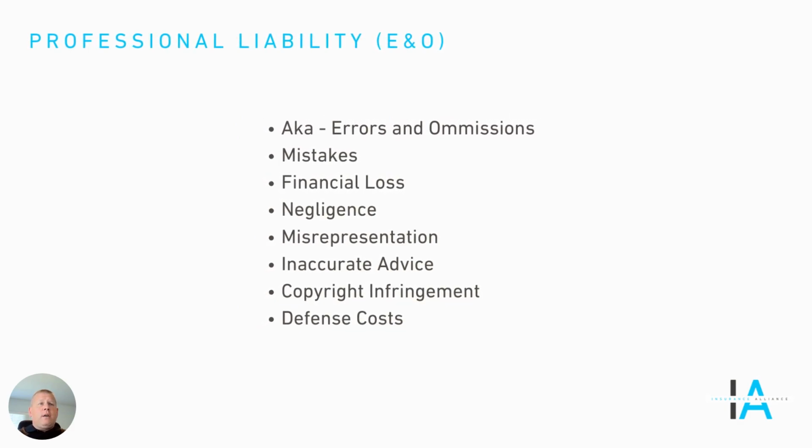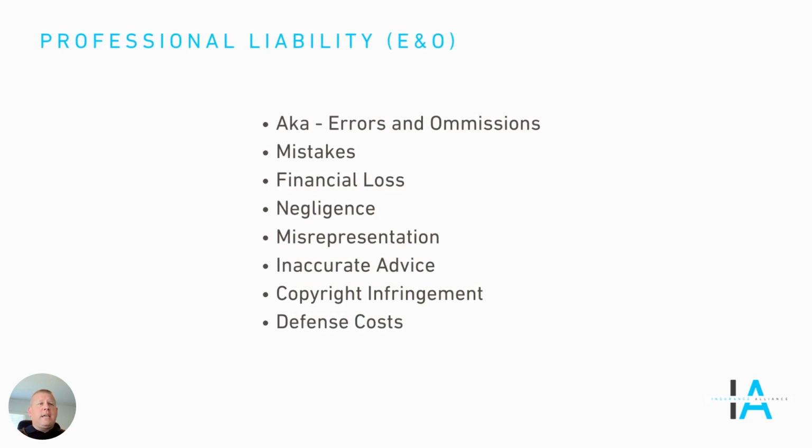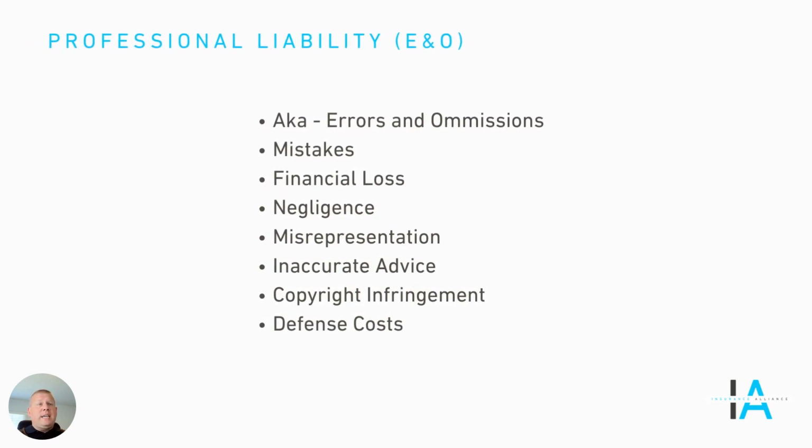Professional liability is E&O. Most people that are watching this have probably a fairly decent understanding of this. It covers you and your staff's mistakes that lead to financial loss, unintentional or intentional negligence, misrepresentation of information, inaccurate advice, copyright infringement, and it covers the defense costs. So make sure that you have the right policy, because it isn't just, oh, oops, I made a mistake. Here's some money to fix it. Defense costs often take up the bulk of your expense here.